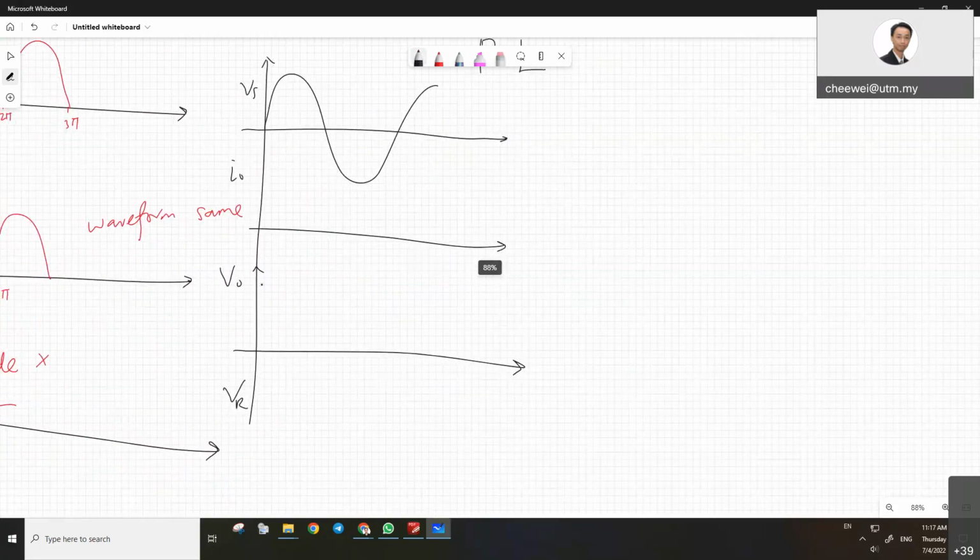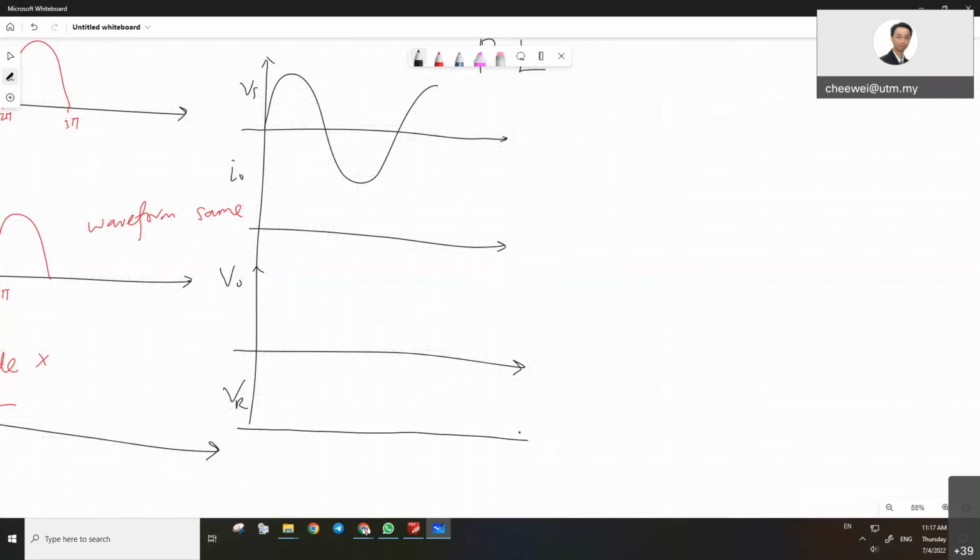Not enough space. Okay, what about VR and VL, respectively? So you see that there are so many waveforms. If you are being tested on that, you should be able to draw them, right? So please remember how to do it. First of all, this is uncontrolled. So when it starts, the current will flow directly.